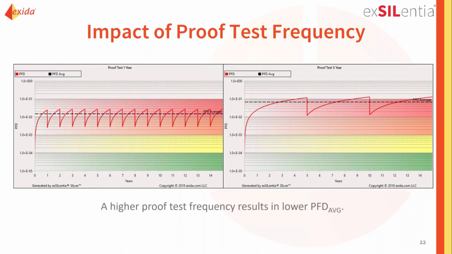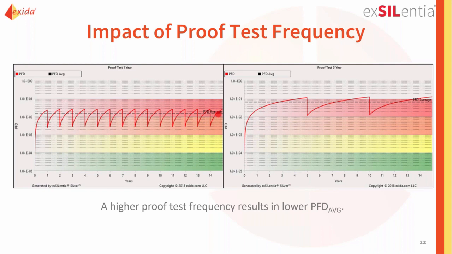And we can see that here in these screenshots. On the left-hand side, we have a system where we do a proof test once a year. On the right-hand side, we do a proof test once every 5 years. And we can see the sawtooth, very active on the left-hand side, and not as active on the right-hand side. And we see that the average probability of failure on demand on the right-hand side is a lot closer to the SIL1 boundary than on the left-hand side.